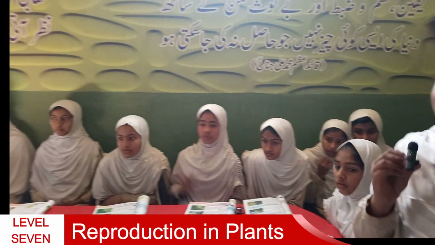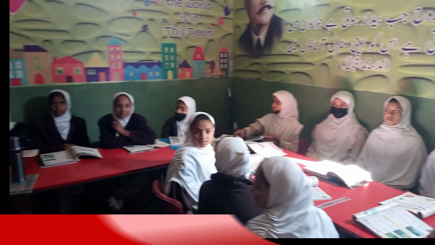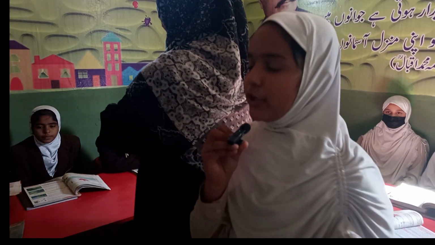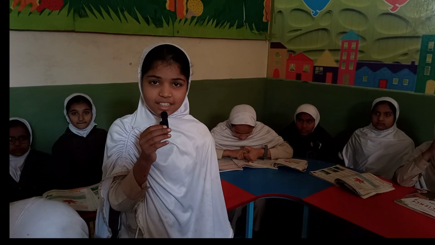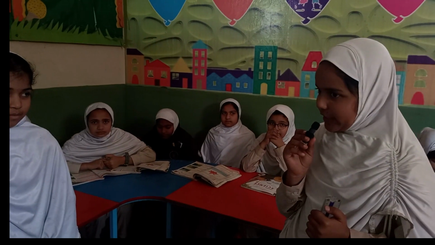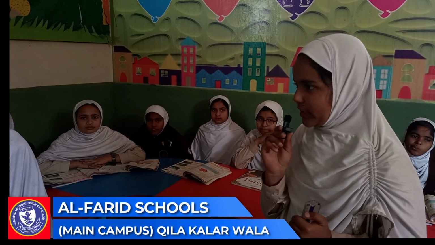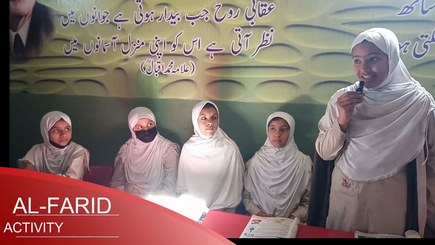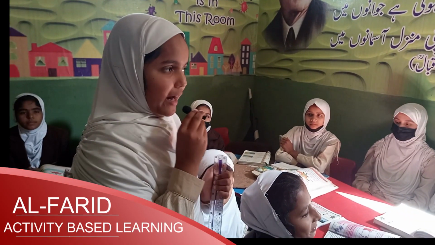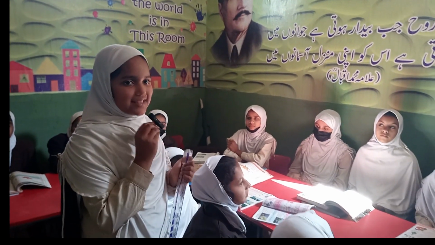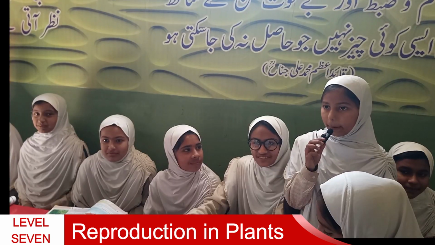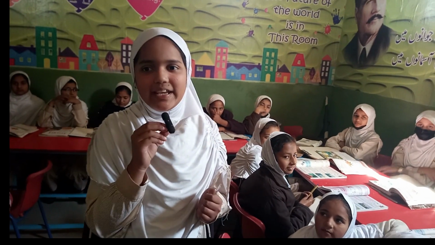Anyone else? Yes, Hira. What is reproduction? Reproduction is the process by which organisms produce more organisms like themselves. Do you have any question? What are the kinds of pollination? There are two kinds of pollination: cross-pollination and self-pollination. Anyone else? Yes, Hania. Is carpel a male or female part? Carpel is the female part consisting of stigma, style, ovary and ovules. Maida, name the parts of carpel. Stigma, style, ovary and ovules.